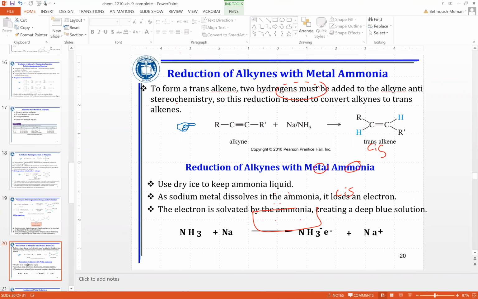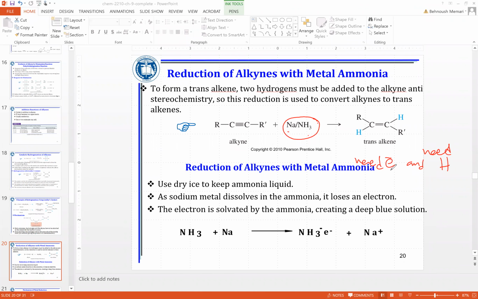Now, if we can make cis product, how can we make trans product? To make the trans product, you have to change your reagent. In order to make trans product, you're going to use the metal with ammonia. So what happens in this case: in order to saturate, you need electrons and you need hydrogen, because you want to add 2 hydrogens.